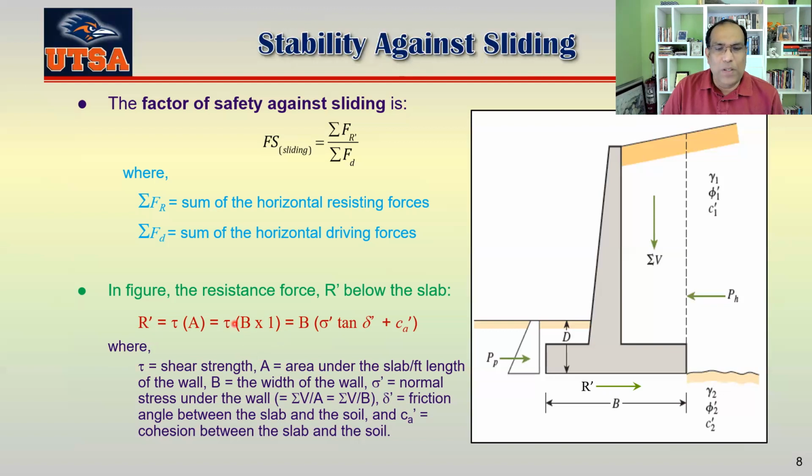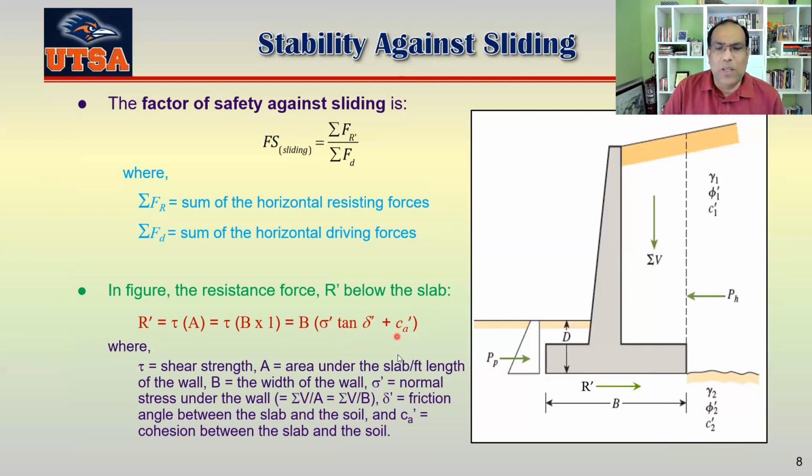Now, what is tau basically? We know that tau is sigma tan delta prime plus the cohesion here. Okay, cohesion between the soil and the wall. That's coming from the cohesion part. And then there is a frictional part, which is basically sigma prime tan delta prime.